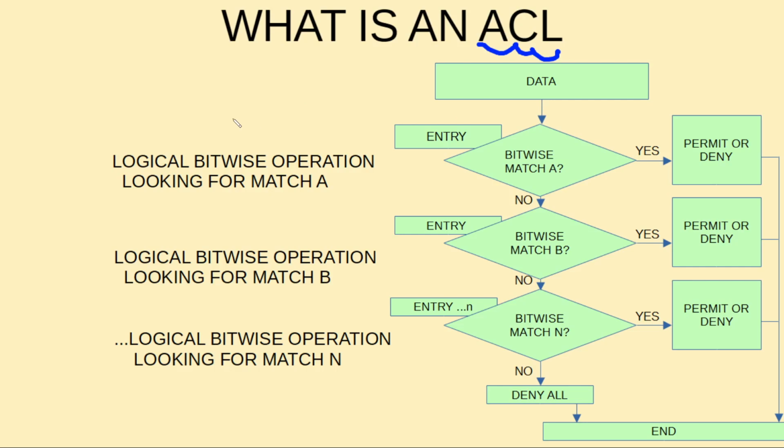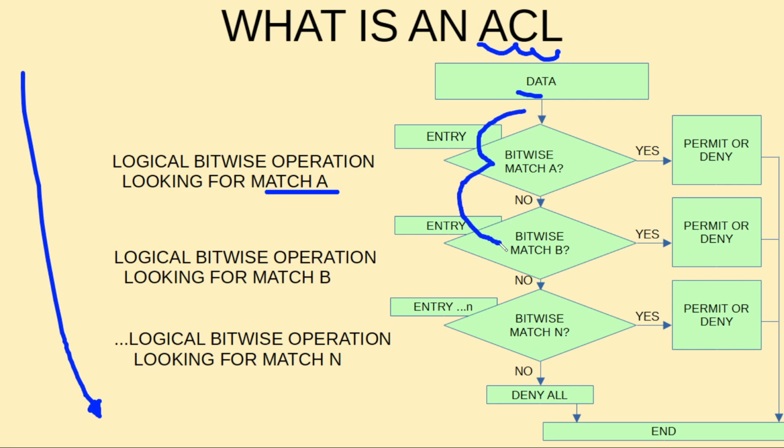In the general sense for Cisco, it is just a series of logical bitwise operations looking for a particular match. We are going to execute these logical bitwise operations in a sequential manner from top to bottom. So we are going to feed some data into our ACL and evaluate the first logical bit operation looking for a match. If we don't find one, we are going to do the same with the next one, and then the next one, until we run out of logical bitwise operations.